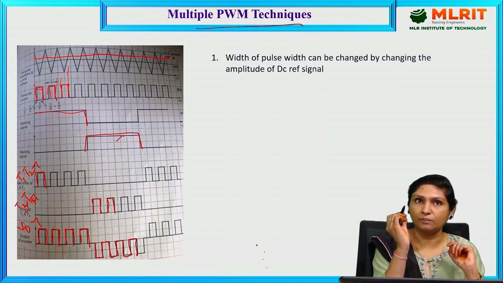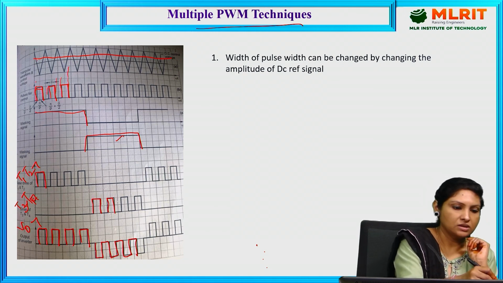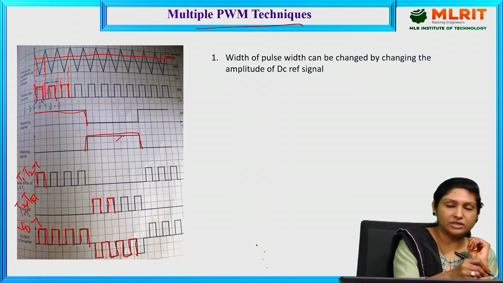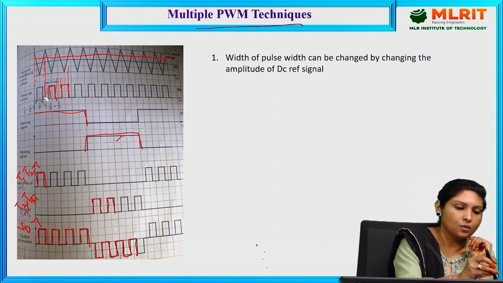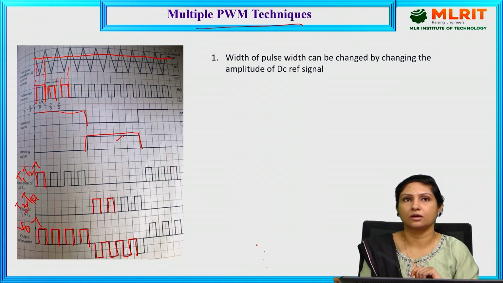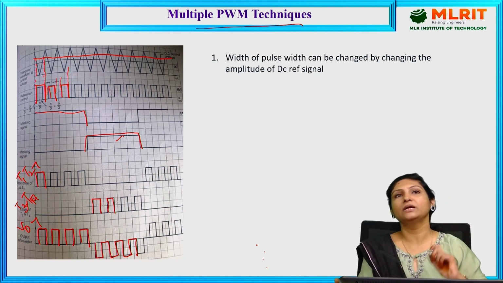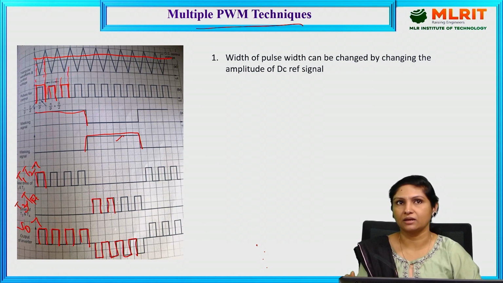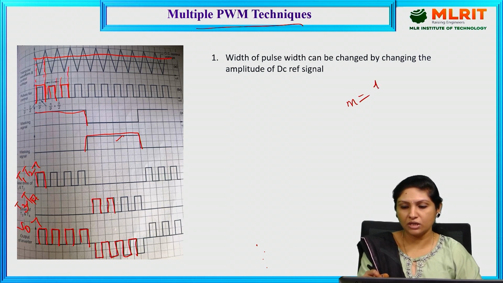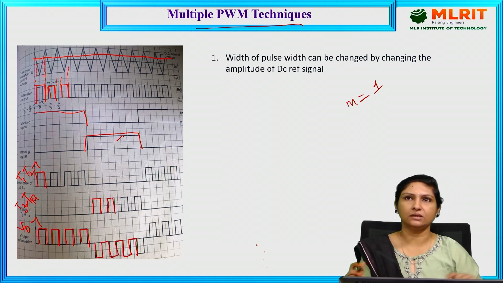When I am increasing the amplitude of the reference wave, see, this is the instant where it is striking the triangular wave, such that the triggering pulses are generated in such a way that the triggering pulses which are now generated are wider when compared to the previous pulses. Hope you understood the difference. By increasing the amplitude, the width of the pulses can be increased in the multiple pulse width modulation technique, and thereby the modulation index will be varied. And if we make this modulation index equal to 1, we can nearly obtain a square waveform. So that is the thing.